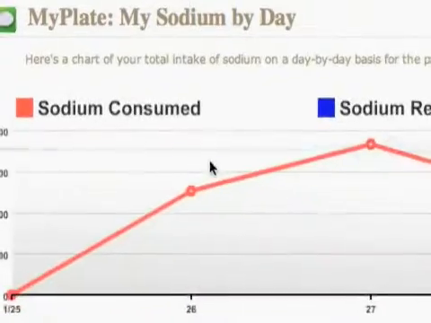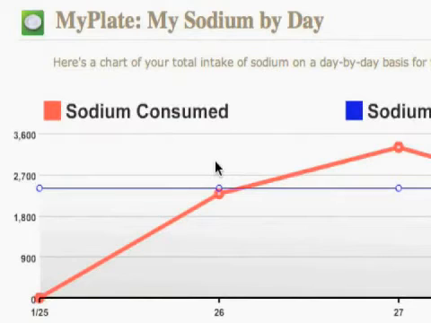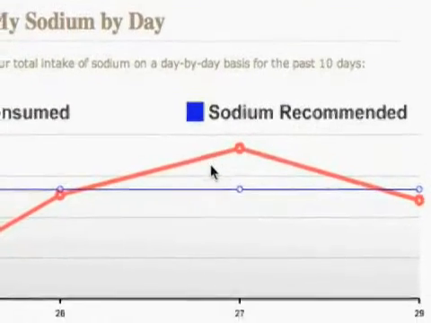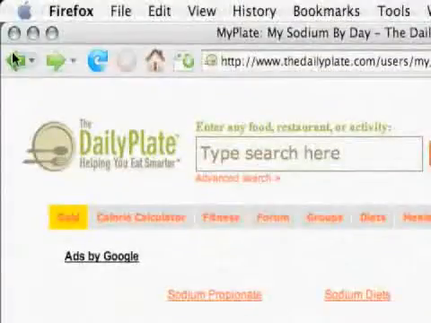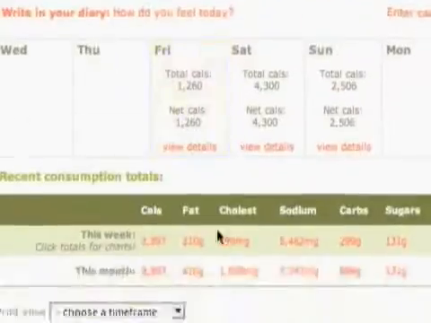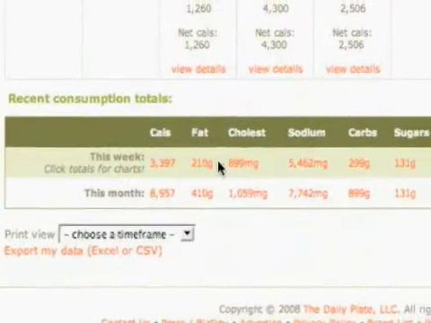So you kind of get an idea of your eating habits and what it's resulting in. In this case, it resulted in higher sodium, higher than my recommended, which is the blue line. So you can do that for all of those different totals here.